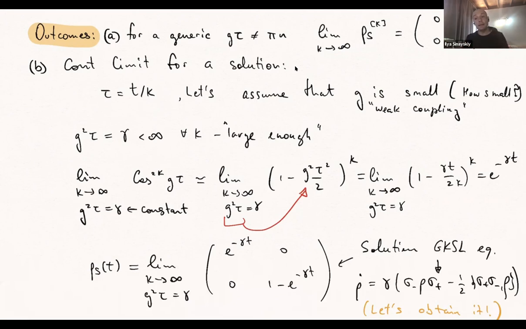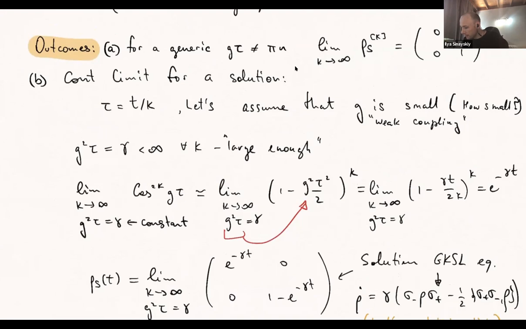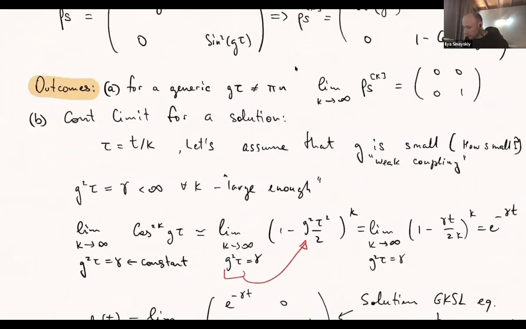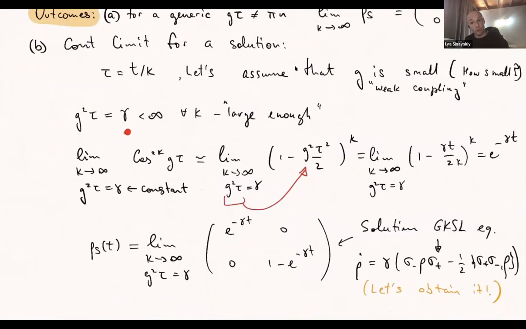In many cases, it could be very small compared to the other parameters, for example in traditional quantum optics, but it doesn't mean that it's zero. When you do these kinds of equations, you do effective coarse graining. This is also another form of coarse graining, okay? So this will be a constant. And now we can take the limit of k going to infinity in this equation, keeping in mind that g squared tau is equal to a constant.